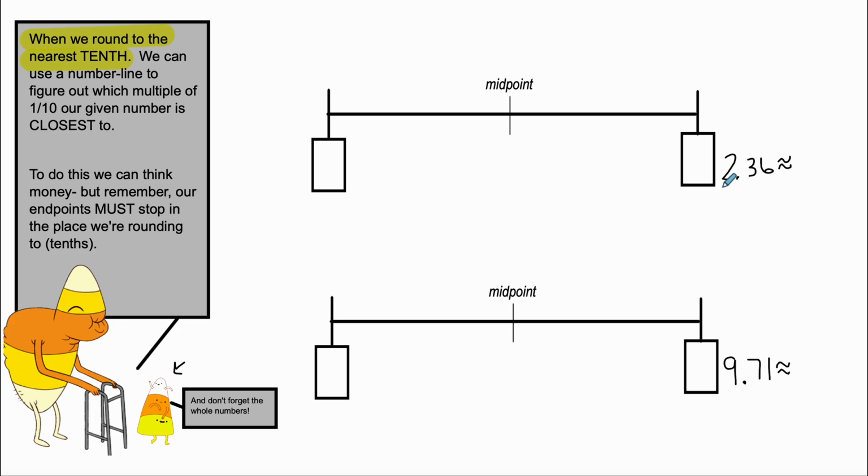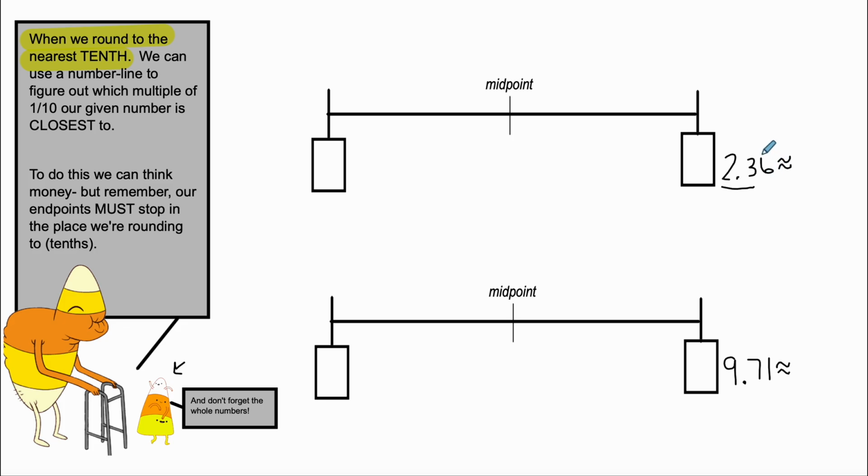So what I'm going to do is underline starting in the biggest place value, and I'm going to stop in the tenths place. The number I round to has to be at least this big or bigger. Cool. So I'm going to think money. This is $2.36. Which multiple of dimes is this in between?